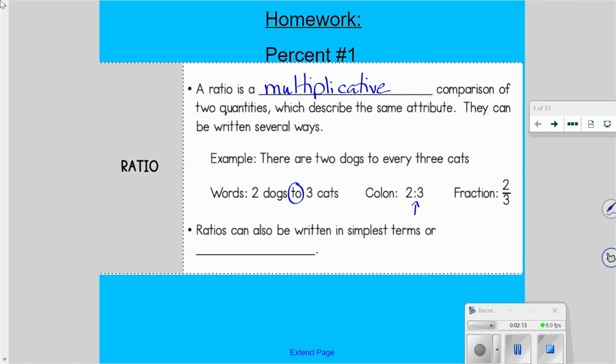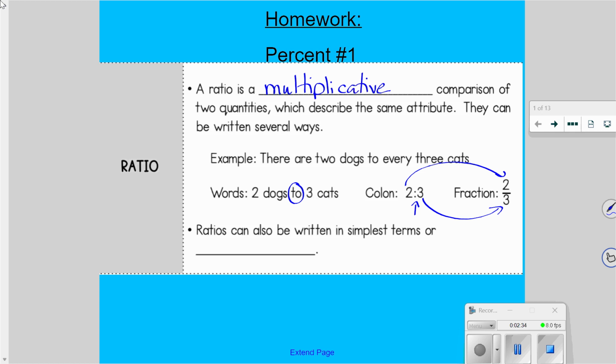And then we can also do it as a fraction. Notice, whatever is listed first should be in my numerator. Whatever is listed second should be in my denominator. Okay? And as we'll talk about in the lesson, your order matters. You got to make sure you're putting them in the correct order.